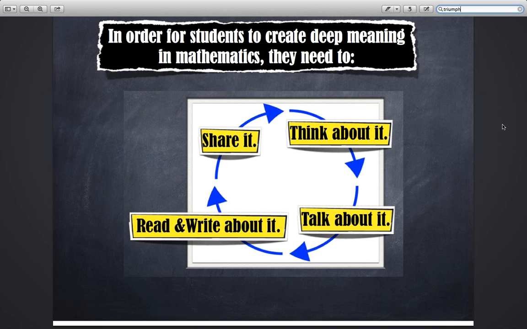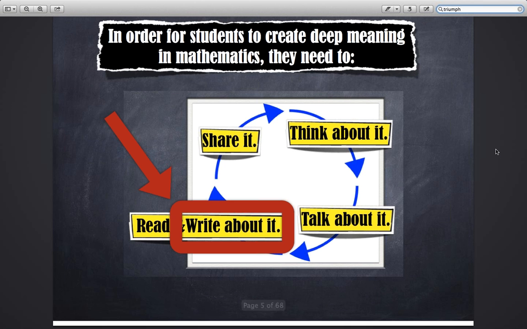That's really the same thing that we want to do with students in math class. We want to get them the academic content, but we don't just want it to be us talking about it, them taking notes, and then taking a test. We really want them to think about it, talk about it, read and write about it, and share it. And so today what we're really going to focus on is that part right there.